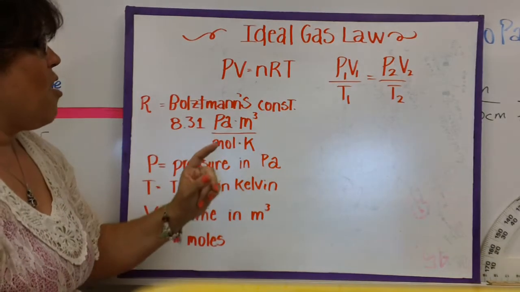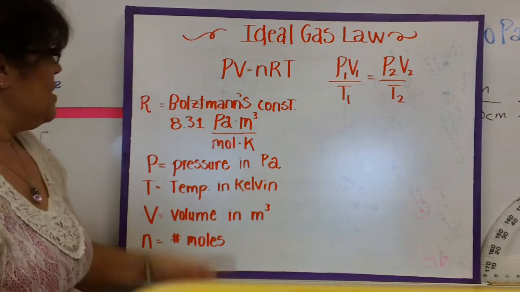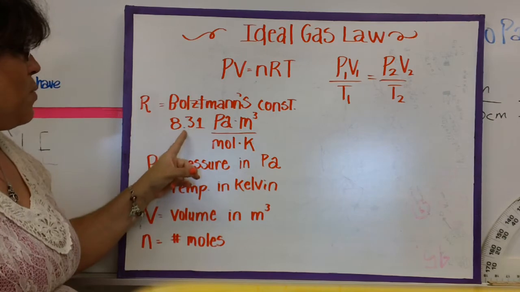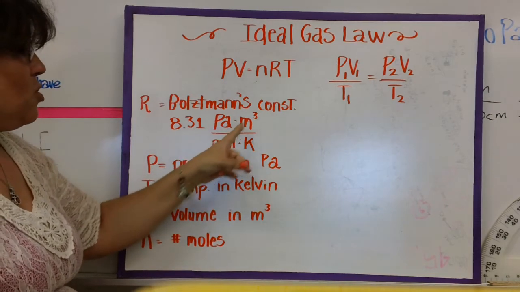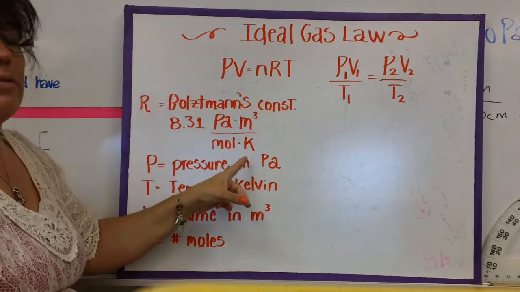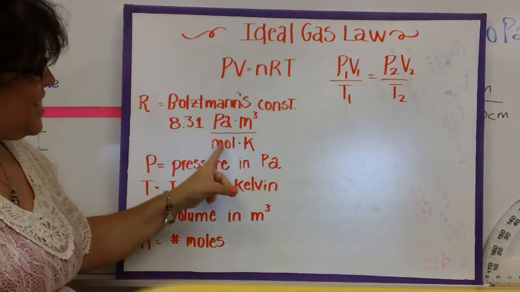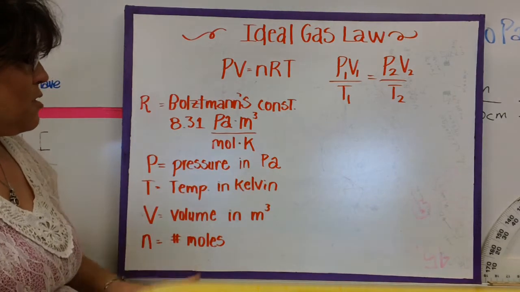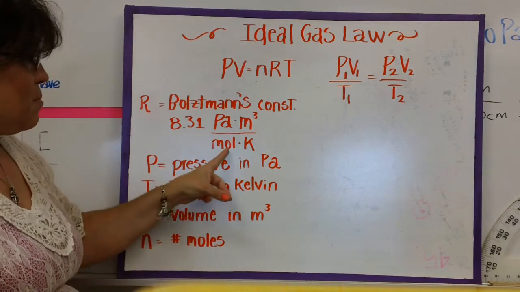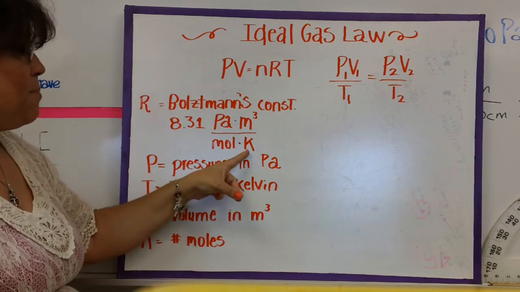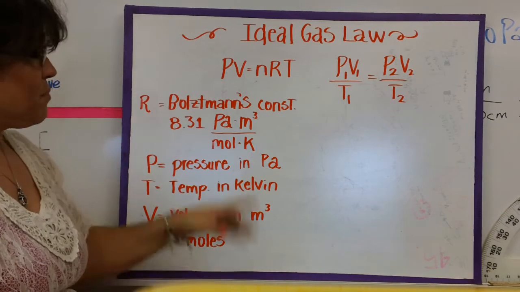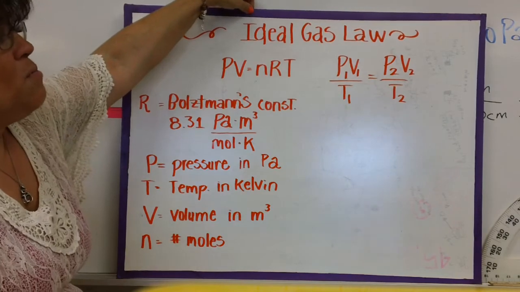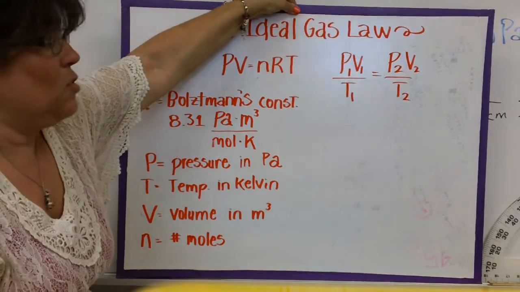Now let's look at the R. Well, the R is a constant. It's called Boltzmann's constant, but R is always equal to 8.31 Pascal meter cubed per mole Kelvin. And you can look at the units here, and that's why pressure has to be in pascals, volume has to be in meters cubed, n is the number of moles, and it has to be in moles, and temperature has to be in Kelvin. So we're going to try some examples using the ideal gas law. Most of you should have known this and learned this in chemistry.